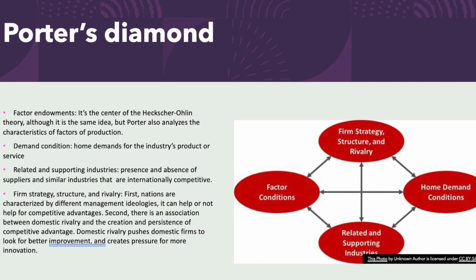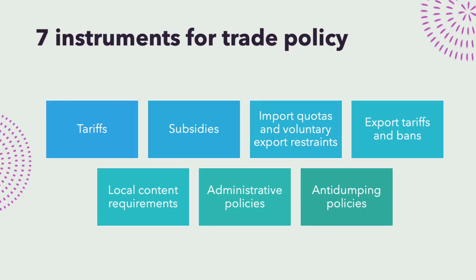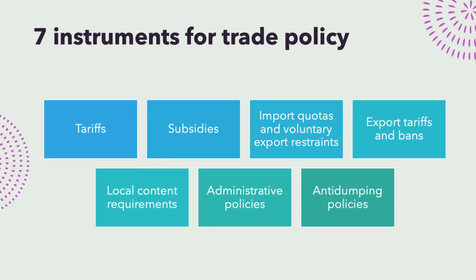Domestic rivalry pushes domestic firms to look for better improvement and creates pressure for more innovation. Trade policy uses 7 main instruments. Tariffs: a tax levied on imports. Specific tariffs are a fixed charge for each good imported. Ad valorem tariffs are a proportion of the value of the good.